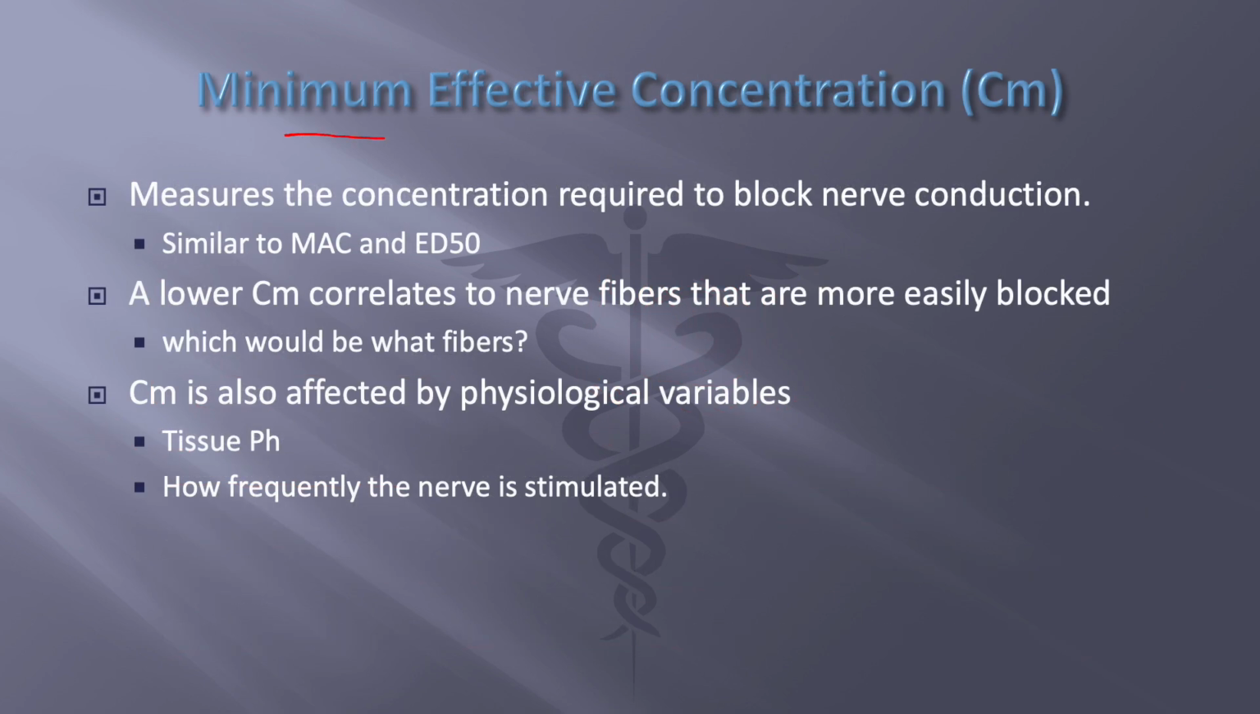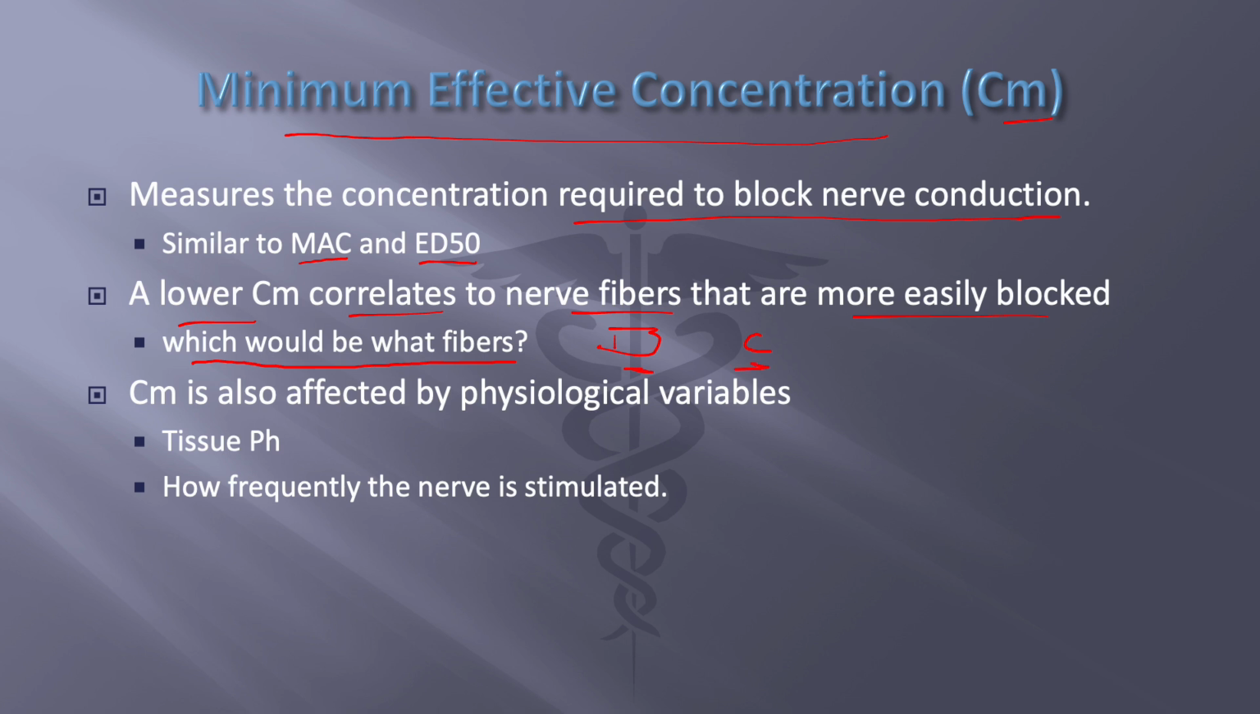Minimum effective concentration, or Cm, is the measure of the concentration required to block nerve conduction. Okay, it's similar to your MAC value or your ED50. So a lower Cm is going to correlate to nerve fibers that are more easily blocked. And if we think about this, what nerve fibers would that be? Well, it's your B and your C fibers.